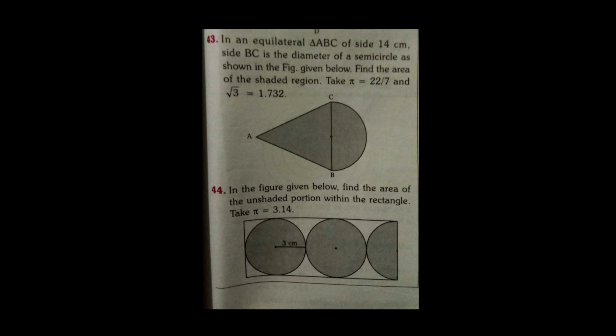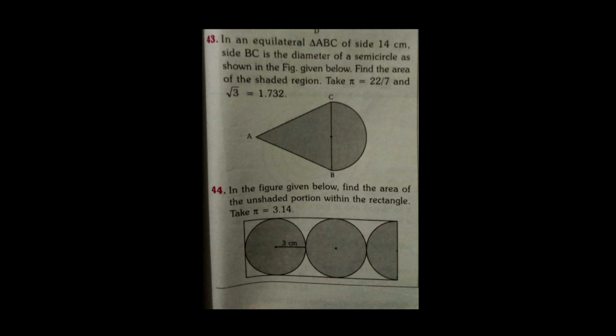Now number 44: in the figure given below, find the area of the unshaded portion within the rectangle. Here is one rectangle, and here 2 circles and 1 semicircle are there. These circles and the semicircle are shaded, but you have to find the unshaded region. To find it, first find the area of the rectangle. From this area, you just have to subtract these 3 shaded regions.